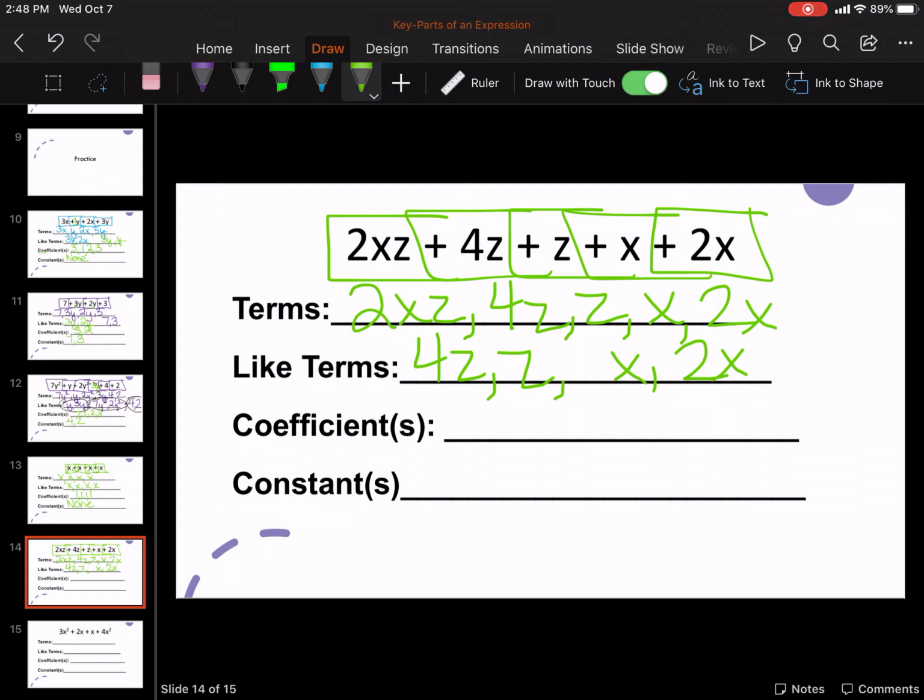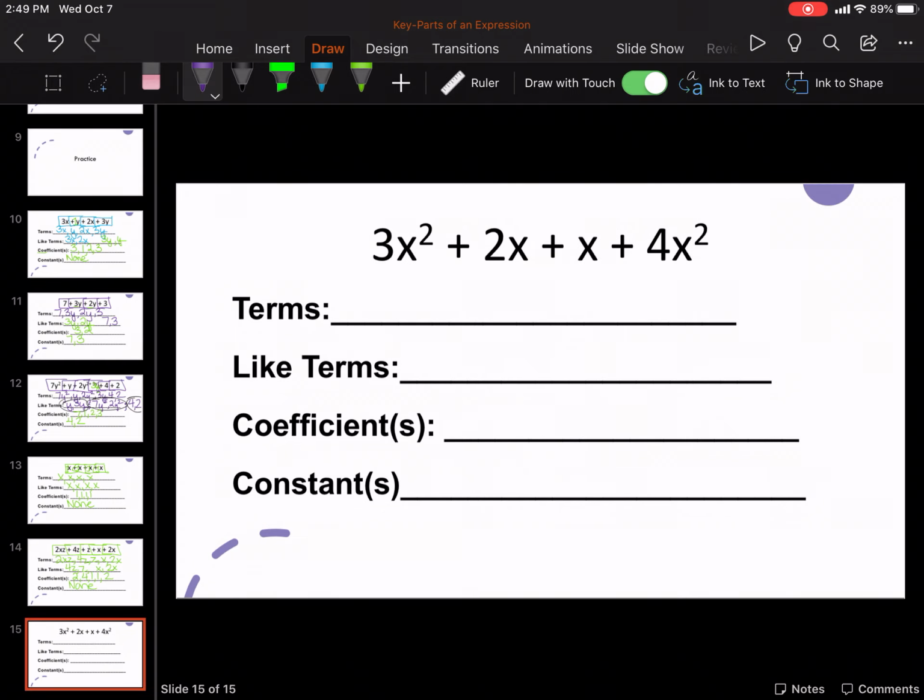So notice this 2xz. Okay, so Miss McCall always thinks about it is your z's are like your Kardashians, your x's are like your Wests. You know Kim Kardashian, Kim, the Kardashians, the West, and then your XZs are like your hyphenated name, your Kardashian West, okay? So that's like an individual family, like if you're grouping families for like terms. So 4Z and Z are a family, X and 2X are a family, 2XZ is a family all by himself, okay? He's still single. He doesn't have a family to combine with, okay? So my coefficients are 2, 4, 1, 1, and 2. And no constants.